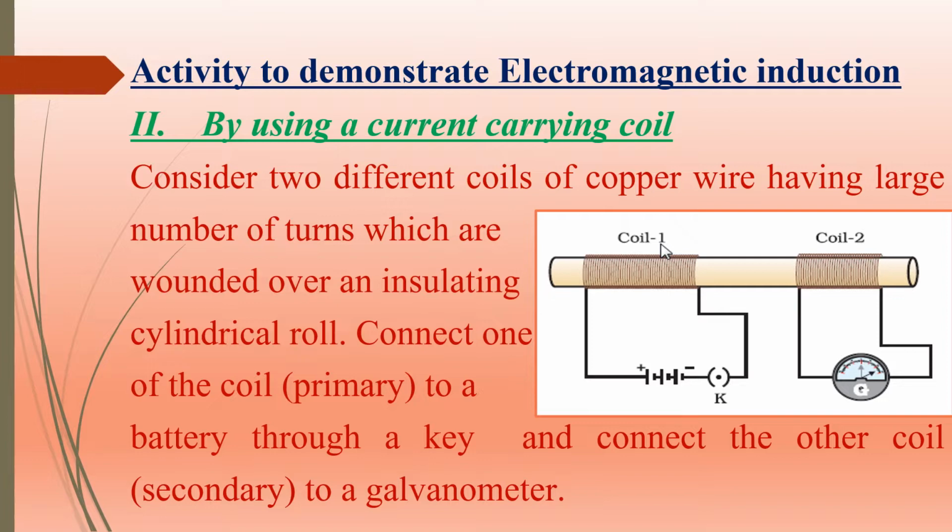a battery through a key. The key is used to switch the circuit on and off. Connect the second coil, that is coil 2, which we call the secondary coil, to a galvanometer. See, we have two coils, coil 1 and coil 2, in the picture. Coil 1 is known as the primary coil and coil 2 is known as the secondary coil. Coil 1 is connected to the battery through the key and coil 2 is connected to a galvanometer, which is used to detect the presence of current in the circuit.